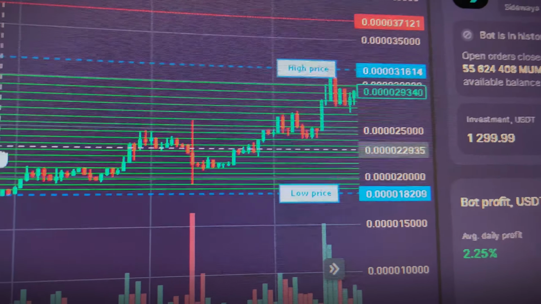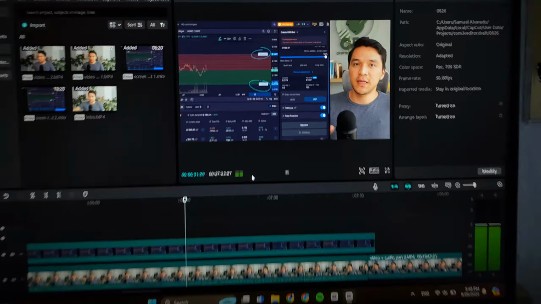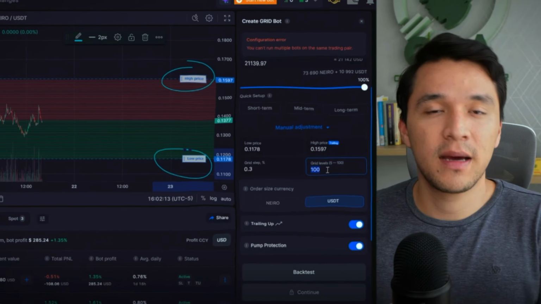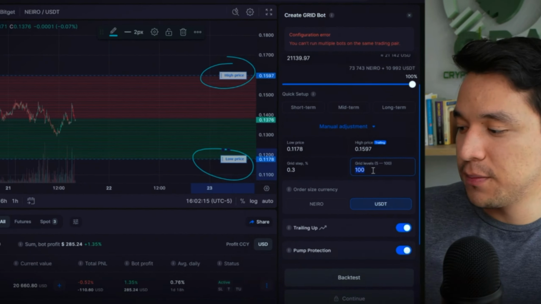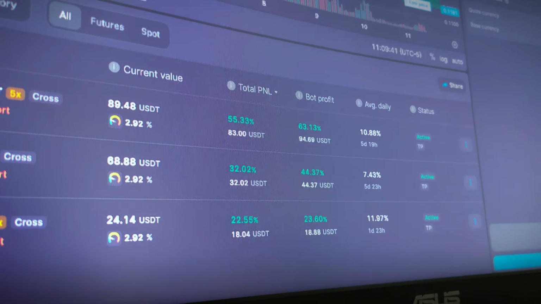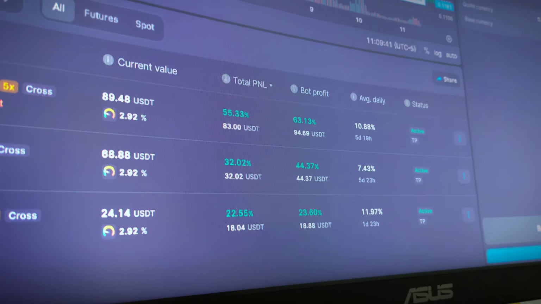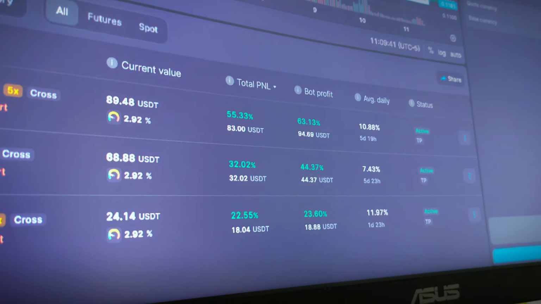If you're thinking about using Bitsgap, then this is the only video you will ever need to watch to fully understand how to use Gridbots, the features of it, and if you stick until the end, I'm gonna walk you through a simple strategy that I use to make anywhere between 0.5 to 3% in bot profit every single day. That being said, let's get started.